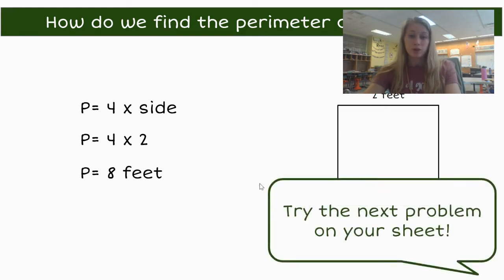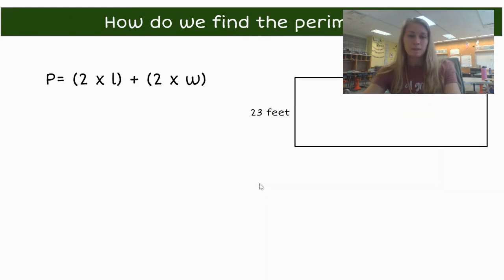Try the next problem on your sheet. So let's practice again. How do we find the perimeter of this rectangle? P stands for perimeter. We have 2 times our length plus 2 times our width. So right here our length is 44 feet and our width is 23 feet. All we have to do is take these numbers and plug them into the equation.